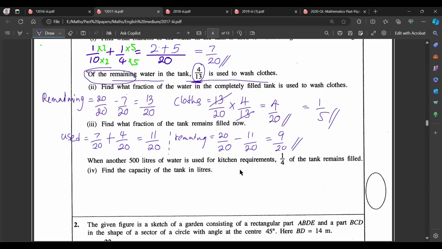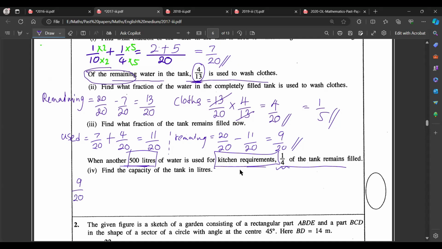Yes. By the way, another 500 liters used for the kitchen requirement. 1/4 of the tank remains filled. Okay, if they used another 500 liters for the kitchen requirement, there are remaining what? 1/4 for the remaining fill. Find the capacity of the tank in liters. Now what is the capacity remaining now? 9 over 20. Now they are having 9 over 20.